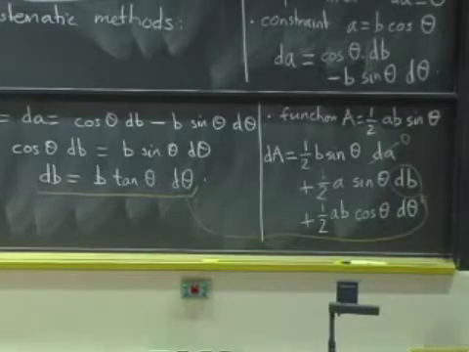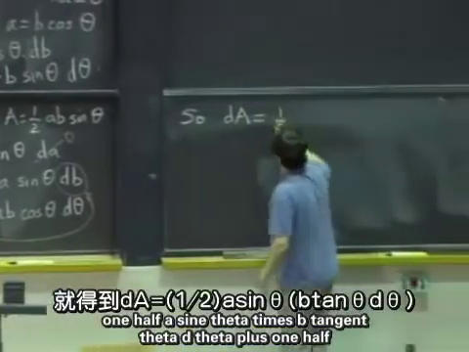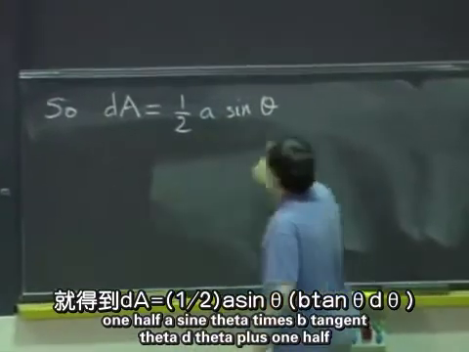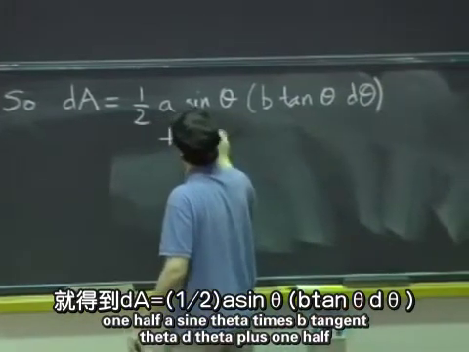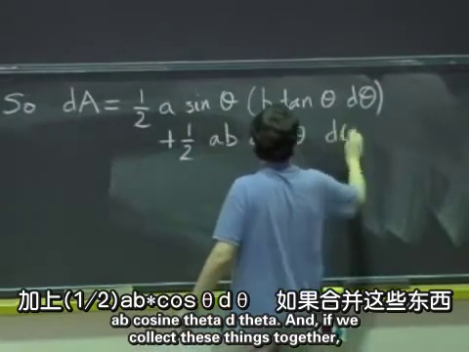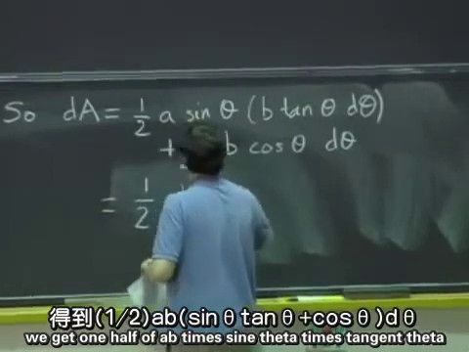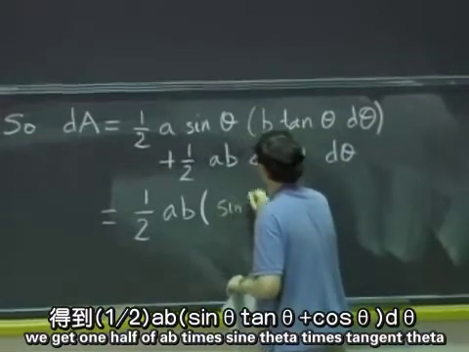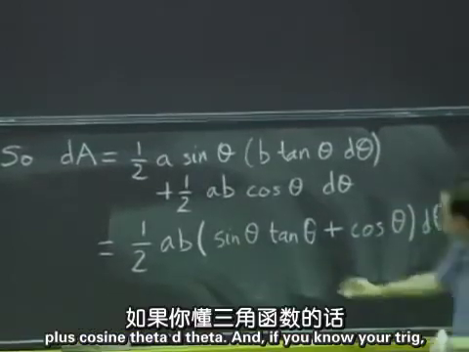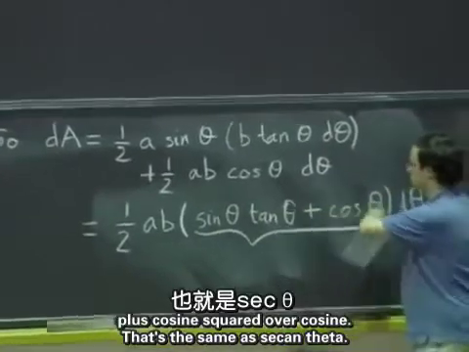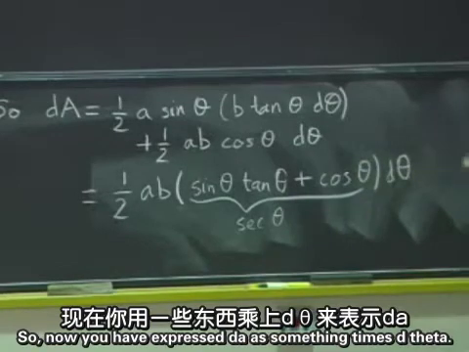So if we plug this one into that one, we get dA equals 1/2 a sine theta times b tangent theta d theta plus 1/2 ab cosine theta d theta. And if we collect these things together, we get 1/2 of ab times sine theta times tangent theta plus cosine theta, d theta. And if you know your trig, then you will see that this is sine squared over cosine plus cosine squared over cosine. That's the same as secant theta. So now you have expressed dA as something times d theta.